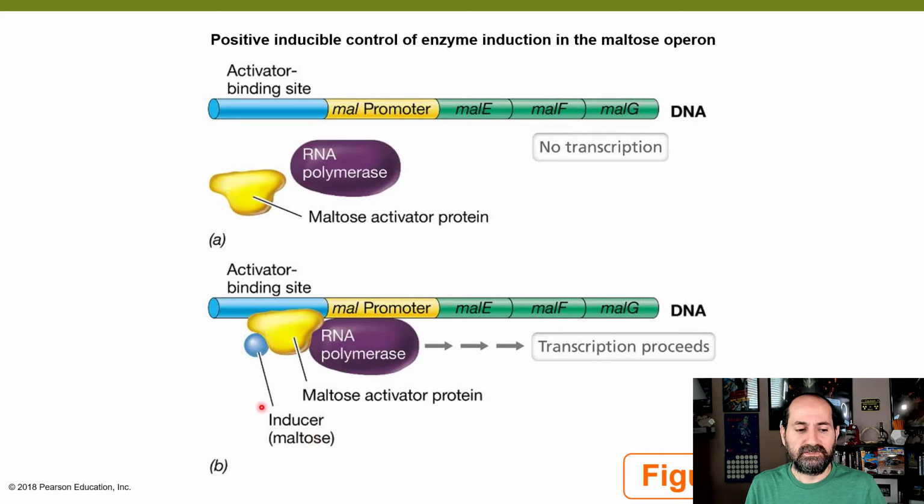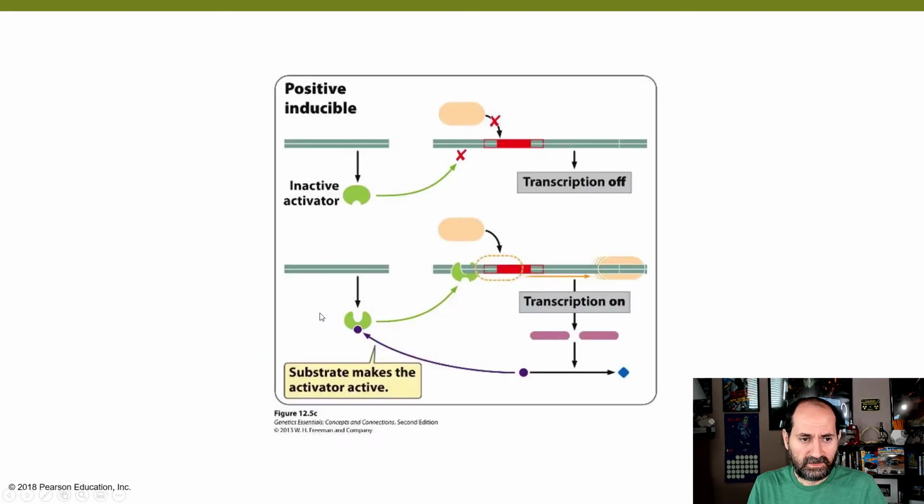When maltose is present, maltose serves as an inducer. Maltose binds to the maltose activator protein. The maltose activator protein binds to the activator binding site, recruiting RNA polymerase to promote gene expression of Mal E, Mal F, and Mal G. Does that make sense? So in this case, you only get expression of those maltose breakdown enzymes when maltose is around. So again, this is an example of a positive inducible pathway or gene expression regulation.